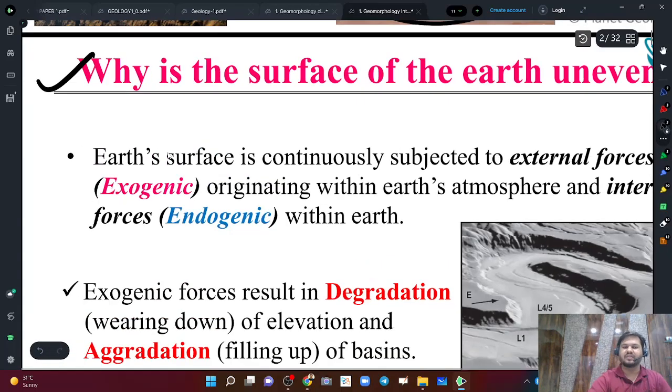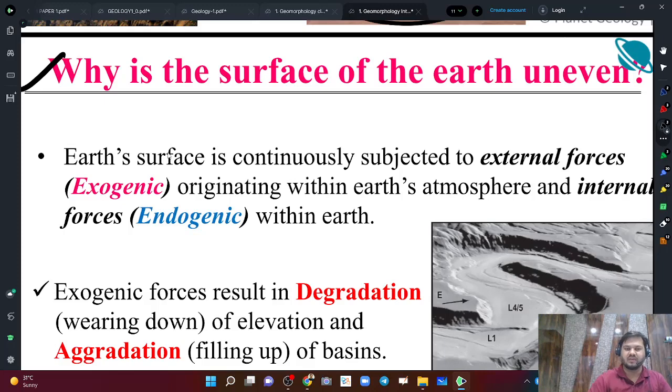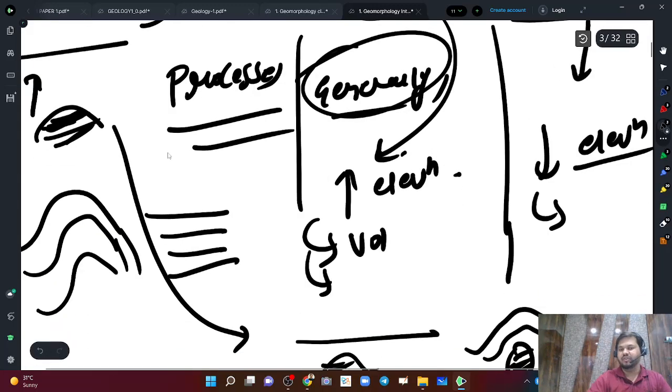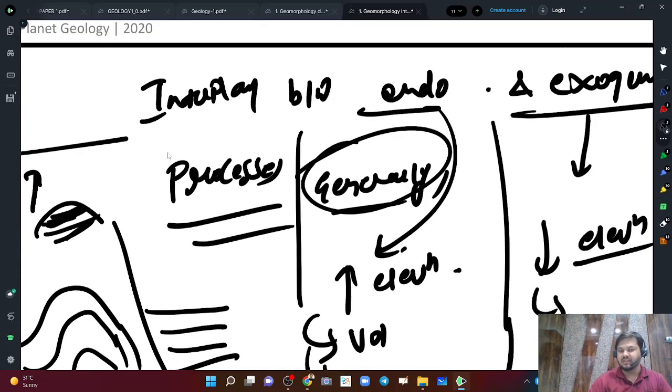If you are asked why the surface of the earth is uneven, it is because of the interplay between exogenetic and endogenetic forces. Generally, endogenetic forces want to increase the elevation, exogenetics want to suppress the elevation. If at a time endogenetic forces dominate, we will have elevated structures. Then exogenetic forces will keep bringing them down through weathering and erosion, to a base level, right?